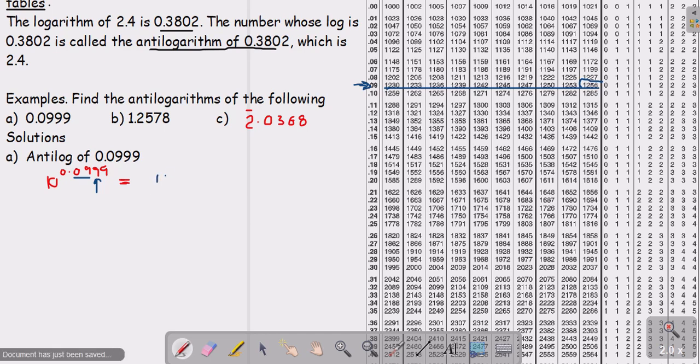The answer we are getting there is 1, 2, 5, and then after 5 is 8. Is it 8 or 6? I think it is 6. Yeah, it is 6. Then after that, the decimal point, we put it between 1 and 2. And then after that we go to the last column for adding.